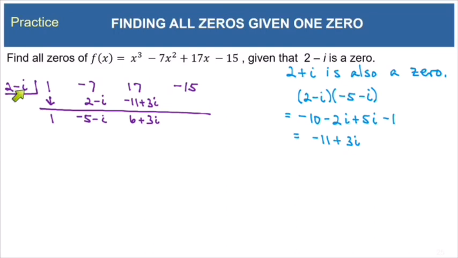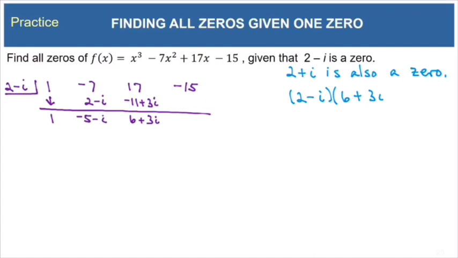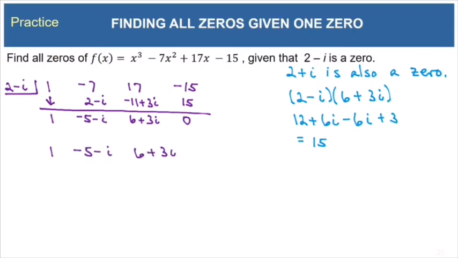Now we need to multiply 2 minus i times 6 plus 3i, and using the FOIL method, we're going to get 12 plus 6i minus 6i plus 3, and that's going to add up to 15. So 15 goes here, and of course, then when we add, we get 0, which we knew we had to get because 2 minus i is a 0. Okay, now we'll need to do another round of synthetic division using 2 plus i in the box. So pull down, 2 plus i times 1 is 2 plus i, that goes here. Then add, and we'll get negative 3. Then 2 plus i times negative 3 is going to make negative 6 minus 3i. And then when we add, we get 0.